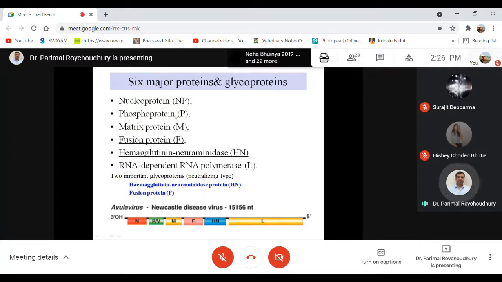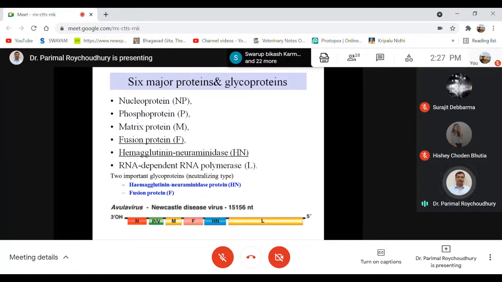So what you need to remember are the 6 major proteins and glycoproteins: the nucleoprotein NP, then the phosphoprotein P, the matrix protein, and then these underlined 2. These are 2 very, very important virulence attributes of this Newcastle disease virus, as well as the other members of Paramyxoviridae: fusion and Haemagglutination neuraminidase, HN. HN stands for Haemagglutination neuraminidase. Neuraminidase is an enzyme, and its important function is as a receptor destroying enzyme.